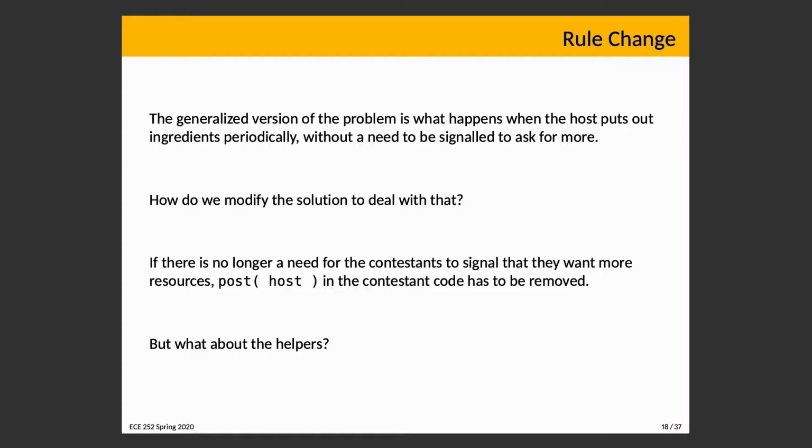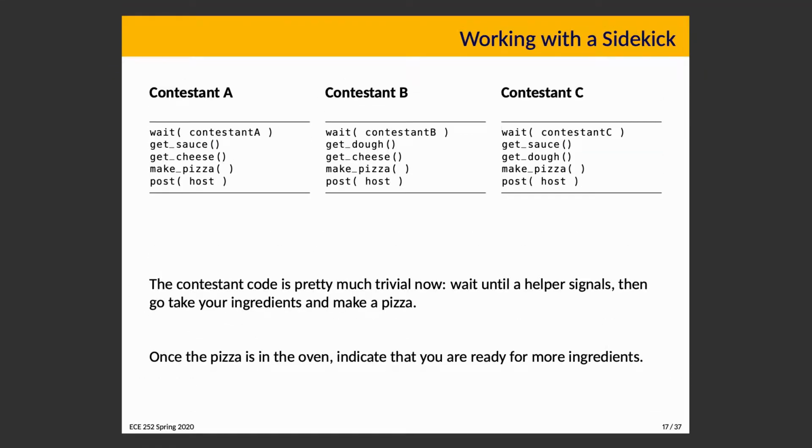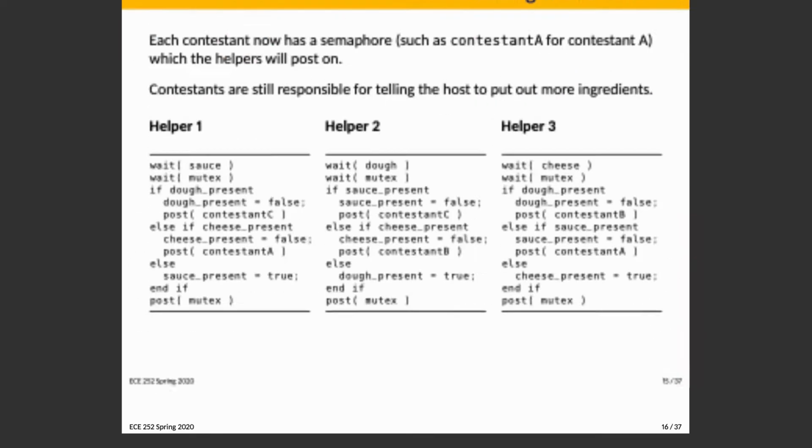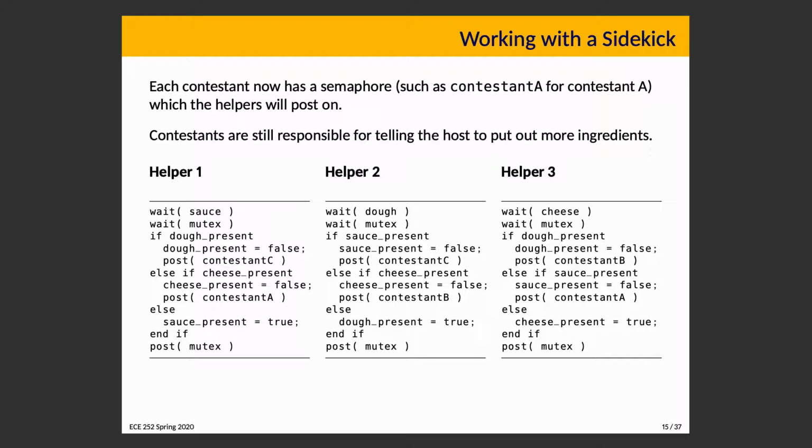Well, there's no longer a need for contestants to say that they want more resources. So if I go back to the contestant code, then of course the last statement under each of the contestants can be deleted because those are no longer required. But what about the helpers? The helpers in this case, if we recall, wait for whatever ingredient, then lock the mutex, then make a decision based on what they see, and then post on the mutex.